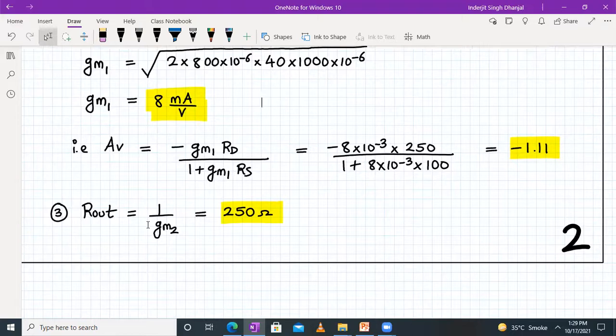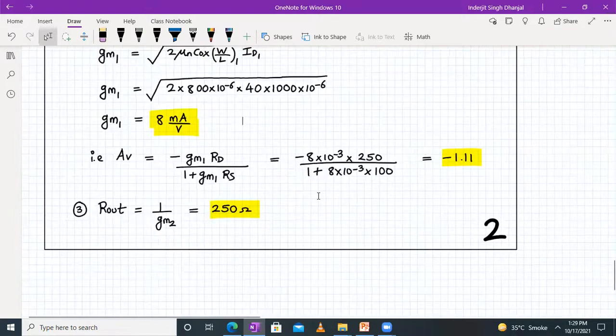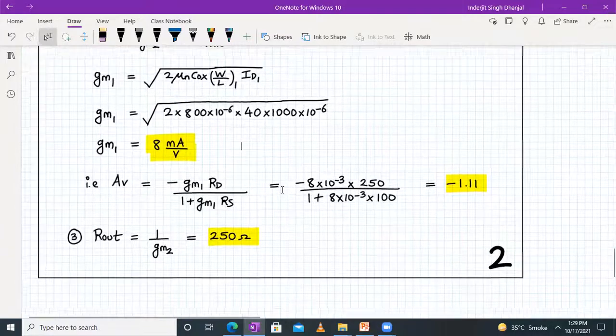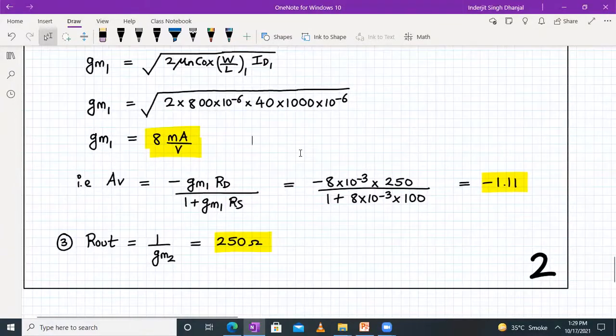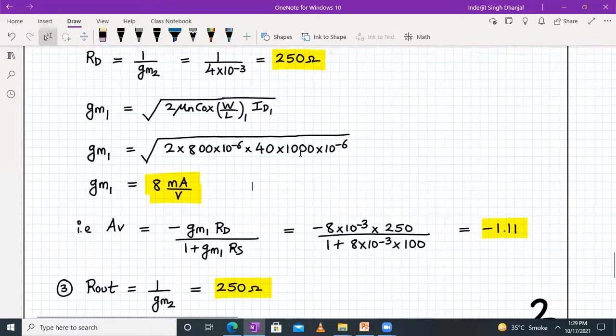So 12 plus 5 plus around 3 will give you around 20 marks. Okay. So that's how the solution of question number 2 looks like. If you have any doubt, you can post your queries in the comment section. Okay. I hope it is clear.